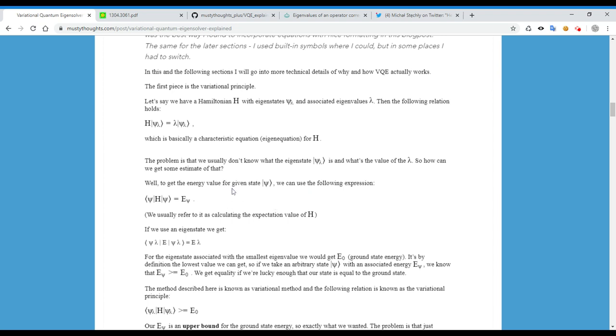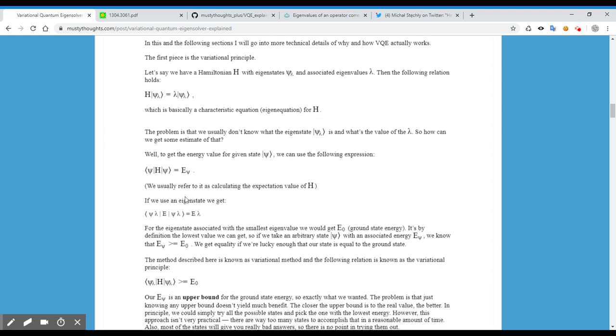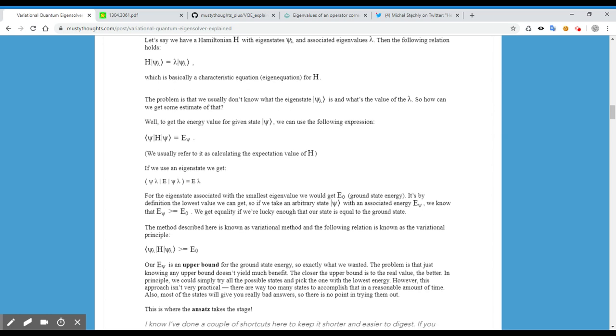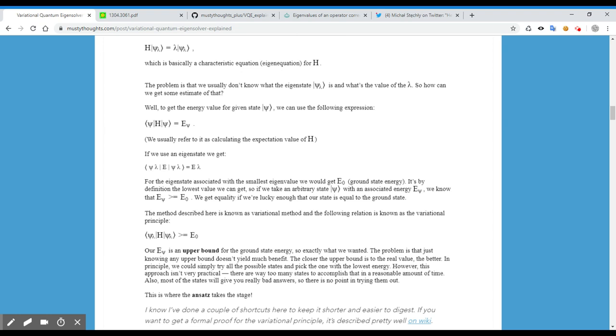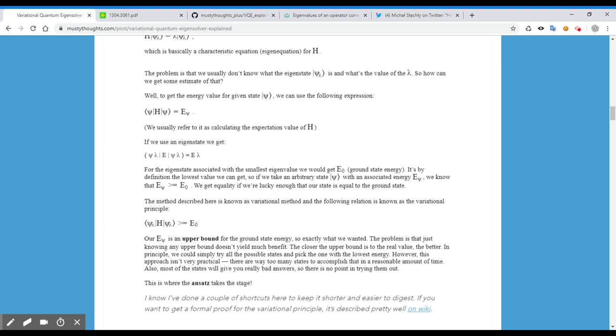Well, to get the energy value for a given state, we can use the following expression. We usually refer to it as calculating the expectation value of H. If we use the eigenstate associated with the smallest eigenvalue, we would get E0, the ground state energy. It's by definition the lowest value we can get. So if we take an arbitrary state with an associated energy, we know that this is always true. We get equality if we are lucky enough that our state is equal to the ground state. The method described here is known as the variational method, and the following relation is known as the variational principle.